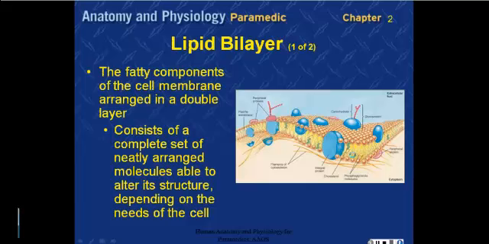The cell membrane is made up of a phospholipid bilayer. This phospholipid bilayer has hydrophobic heads which point out. It consists of a complete set of neatly arranged molecules arranged to alter its structure depending on the needs of the cell. Even though it's made up of a lipid base and is hydrophobic, it does allow water to pass through it. It provides a selectively permeable membrane, allowing some things to pass freely and other things to not pass at all. This allows the cell to exist in an aqueous environment, yet maintain its shape.